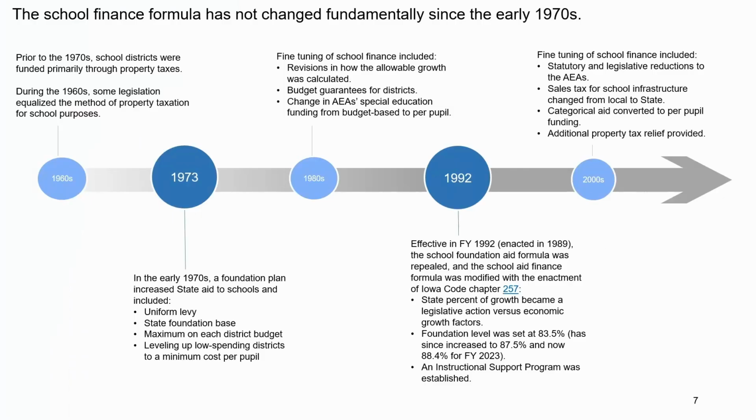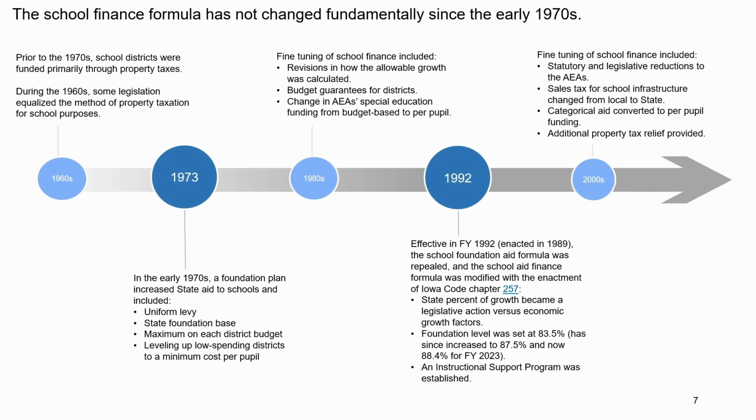Page 7. Prior to the 1970s, school districts were funded primarily through property tax. In the early 1970s, a foundation plan increased state aid to schools and included a uniform levy, state foundation base, maximum on each district budget, and leveling up low-spending districts to a minimum cost per pupil.